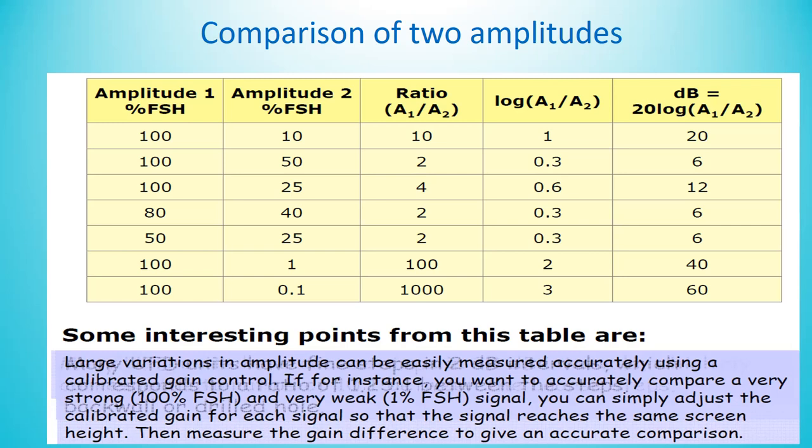So for different ratios, 10, 2, and so on, take the log. 20 log A1 by A2: a ratio of 10 is 20 dB, a ratio of 2 is 6 dB, a ratio of 4 is 12 dB. Half and a quarter work the same way. Ratio 2, you have 6 dB. Ratio 4, you have 12 dB.